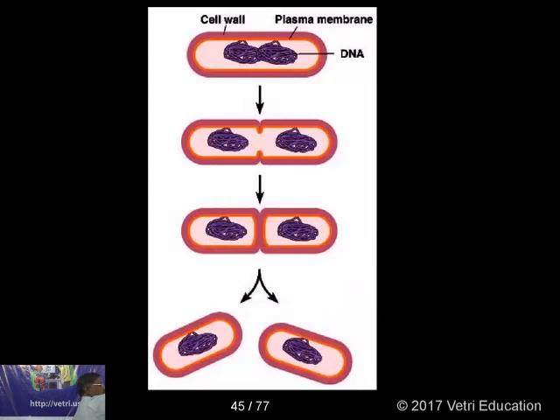Here the diagrams are given. In the first cell, having the plasma membrane and DNA nuclear material, a constriction occurs at the walls. The constriction occurs on both sides. The nuclear material becomes divided and a cell wall forms. Two cells are formed. That's all. No formation of spindle fibers.